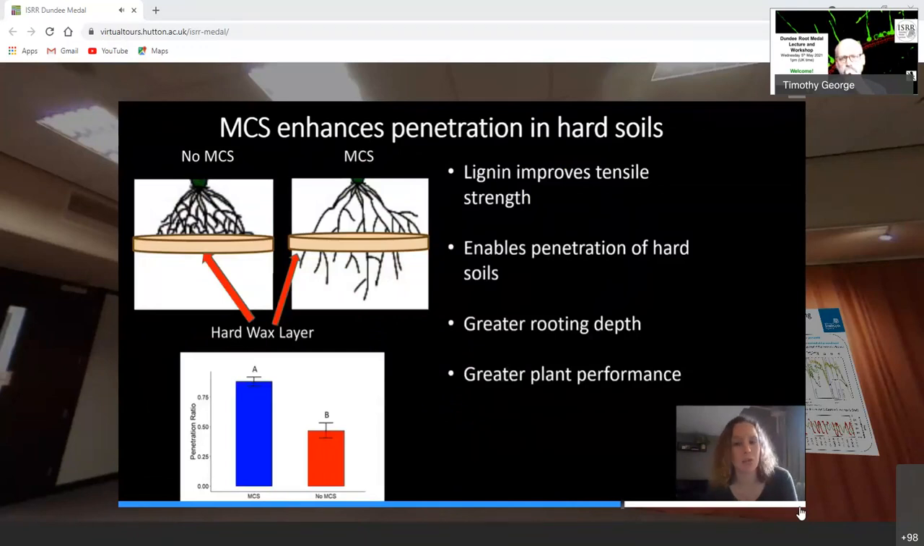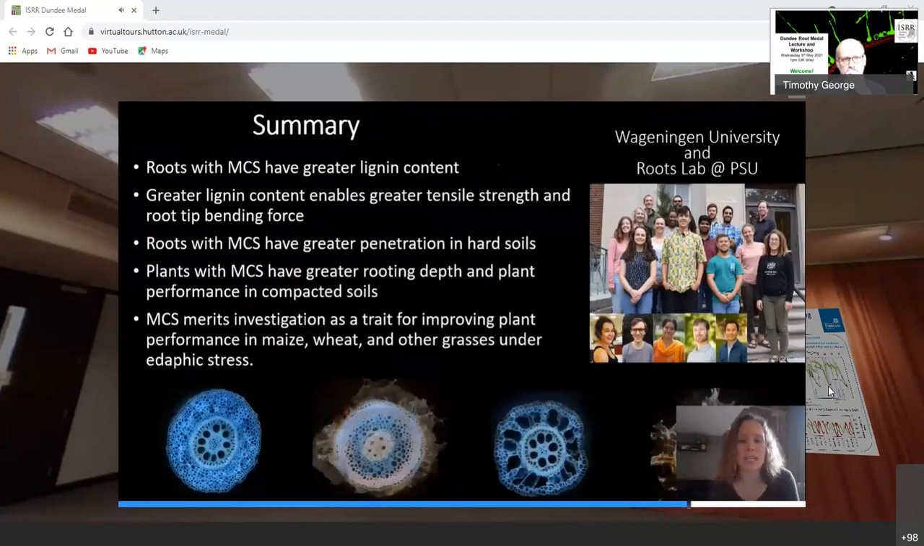In the field, greater penetration of compacted soils resulted in greater rooting depth, and deeper rooting in compacted soils translated into greater shoot biomass. So in some of MCS have greater lignin content, which translates into greater tensile strength and root tip bending force, resulted in better penetration in hard soils, and therefore greater rooting depth and plant performance. We're continuing to work on this trait in the field, greenhouse, and with some genetic studies.